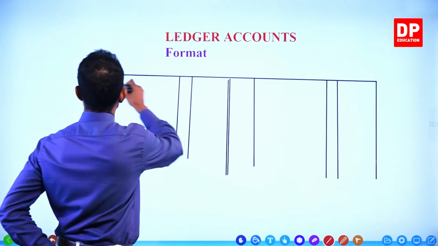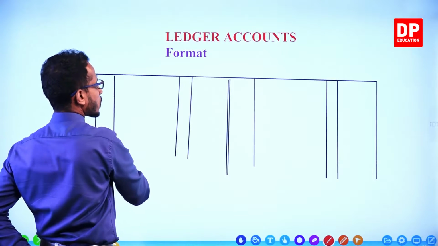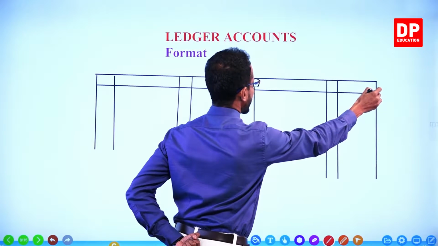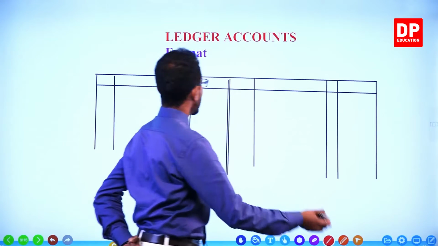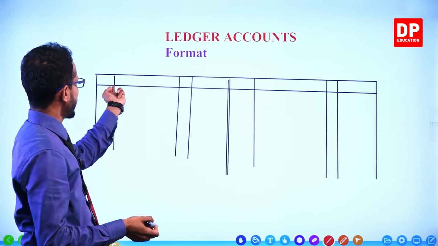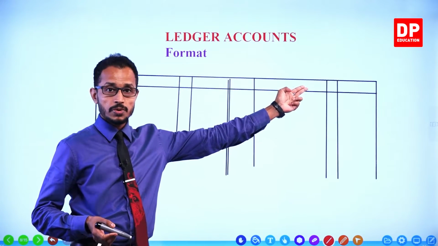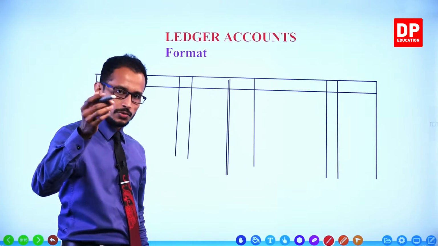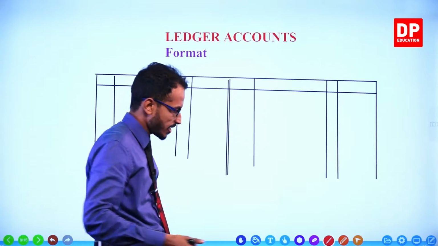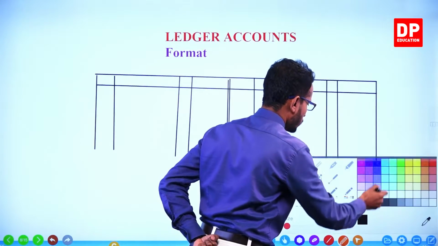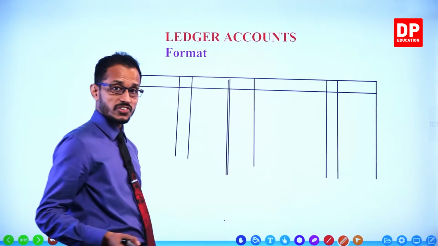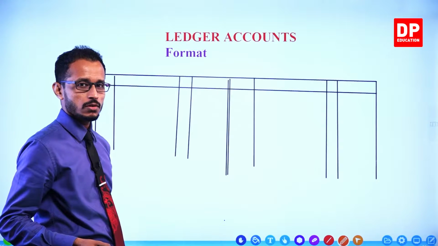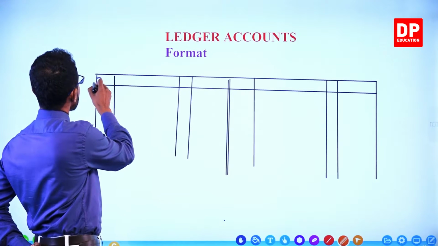All right. And the header, the heading row. You draw the heading row. You put headings on the top. Now you tell me the headings. What is the first column? Value? No. Date first. All right. Date.